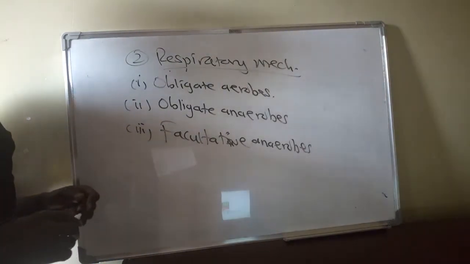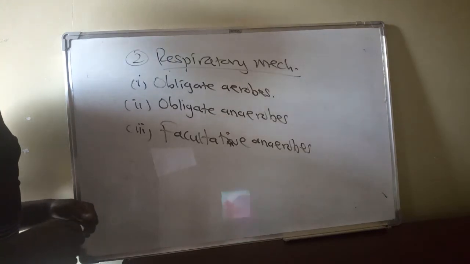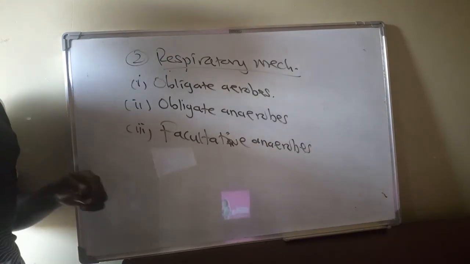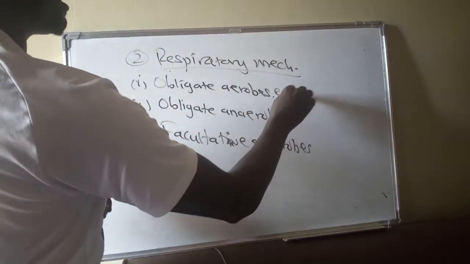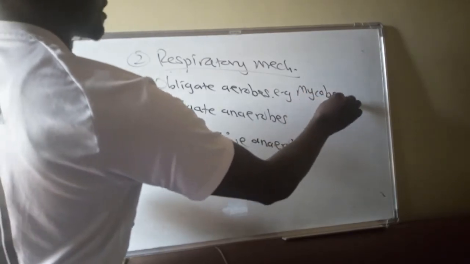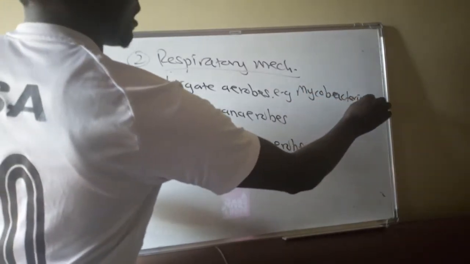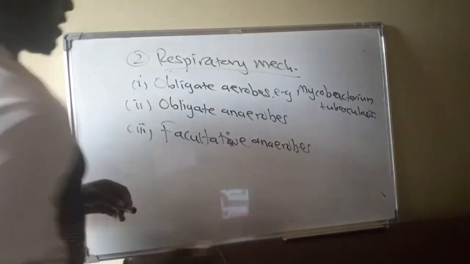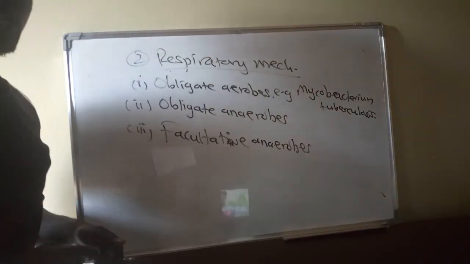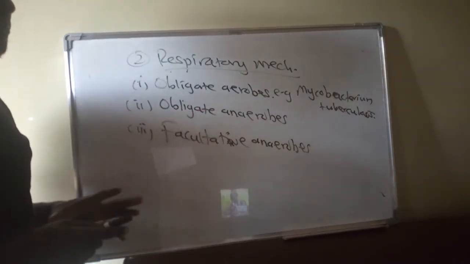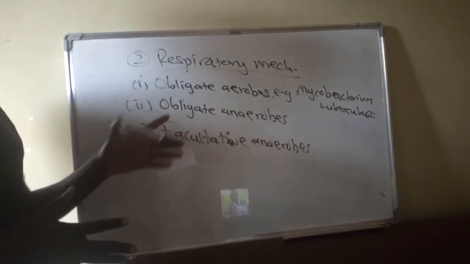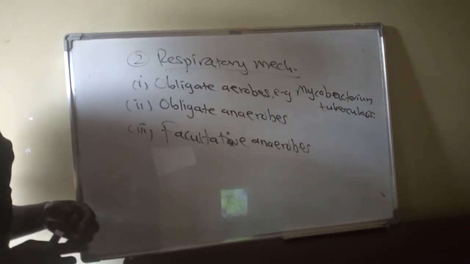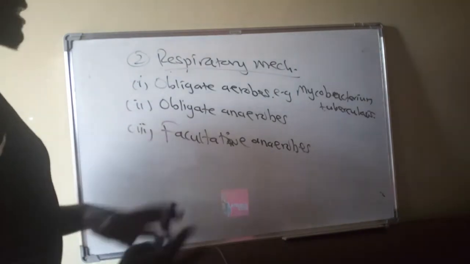Obligate aerobes can only survive in oxygen environments. Without oxygen, they can't survive. An example is Mycobacterium tuberculosis, which causes tuberculosis. Obligate anaerobes don't like oxygen. In oxygen environments, these bacteria can be poisoned by oxygen free radicals, since they lack peroxidase and catalase enzymes.